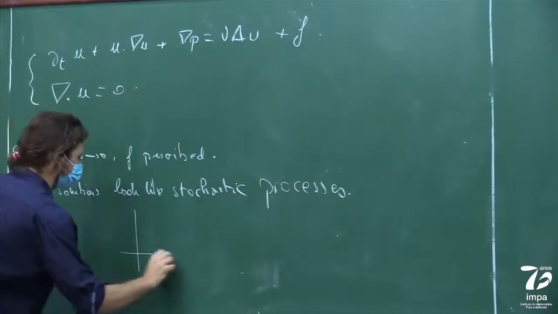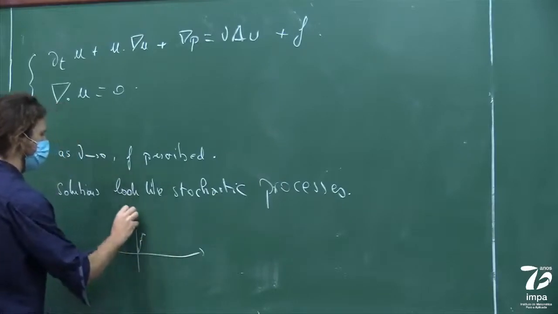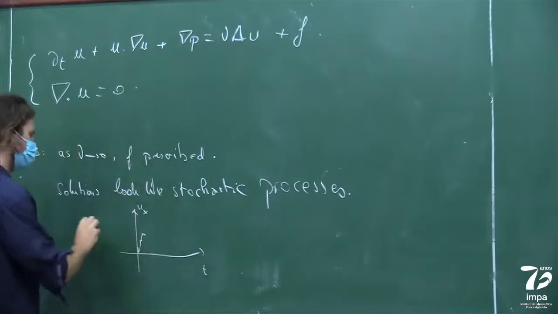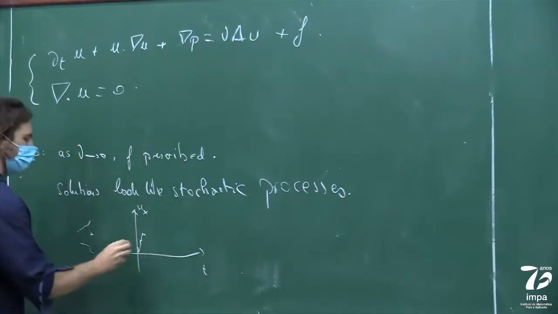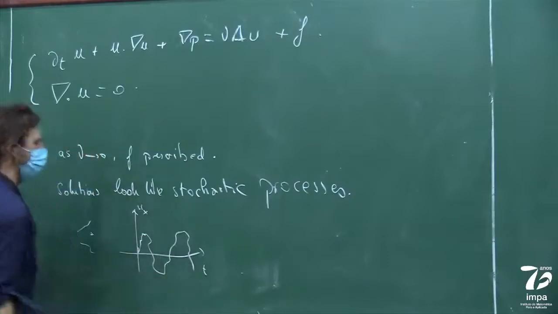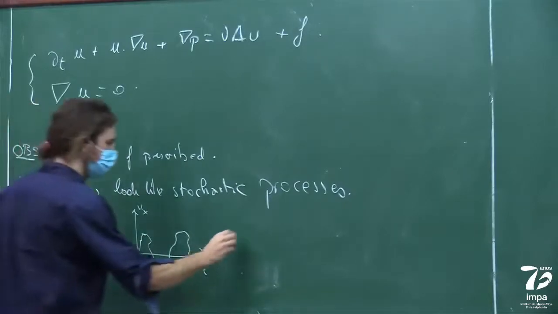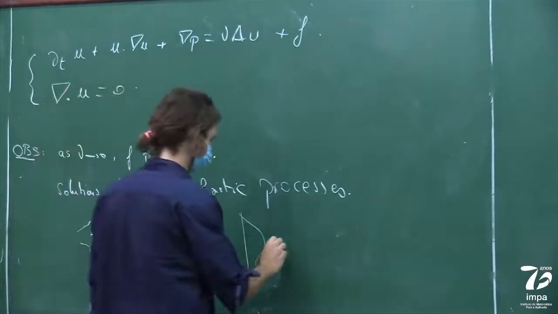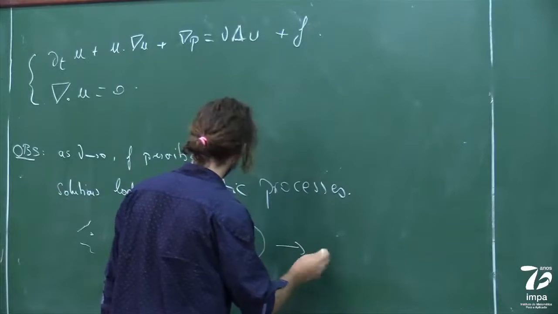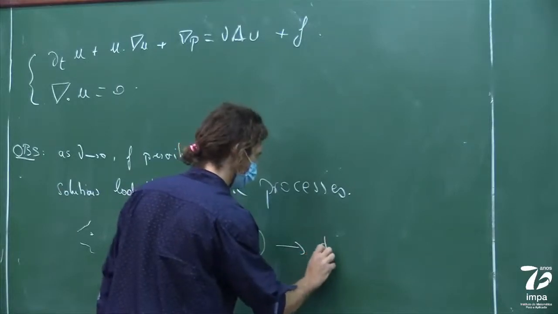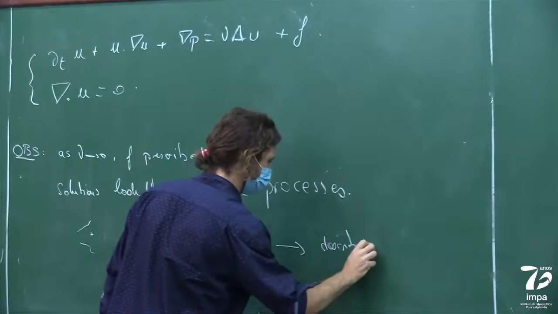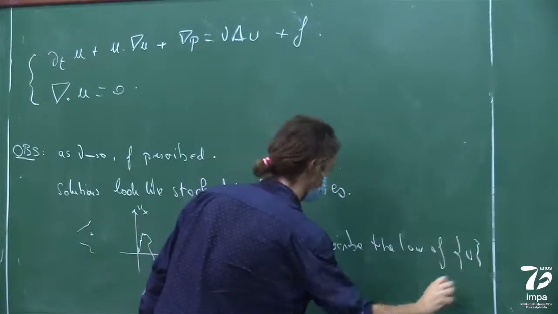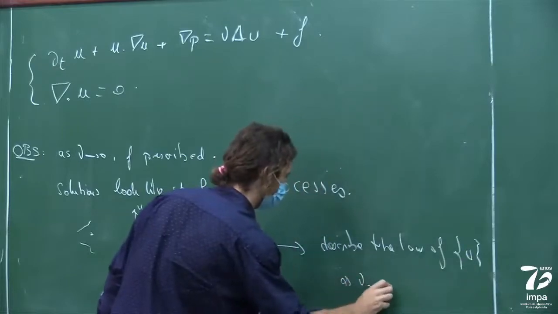And typically, with this kind of graph, if you plot the velocity with respect to time, for example, at one point, it looks random, yet it also looks very reproducible. And so this is what we want to describe: the average, the law of the velocity field as nu goes to 0.